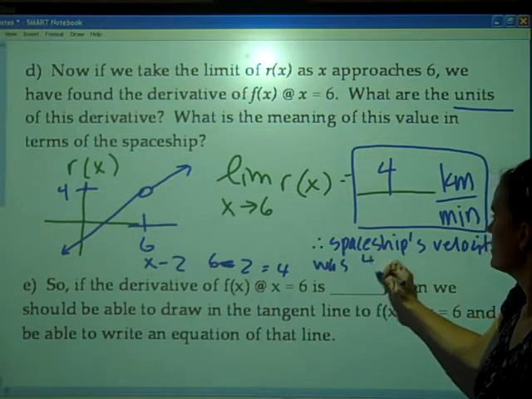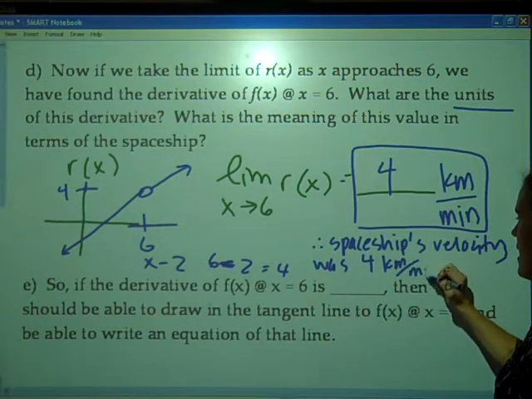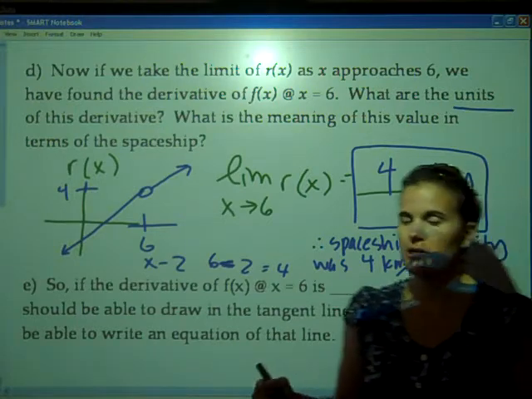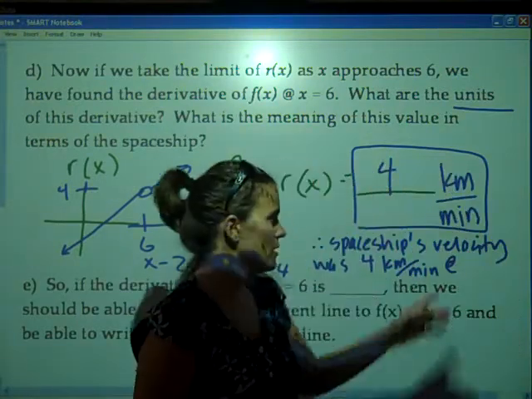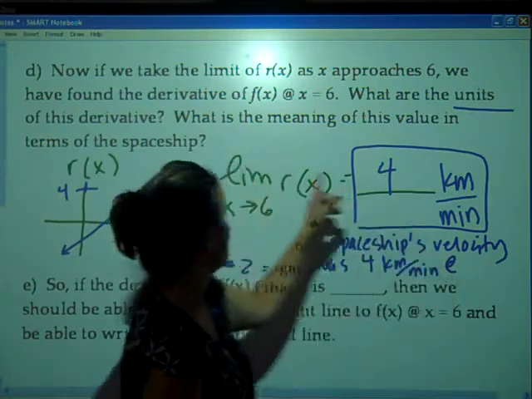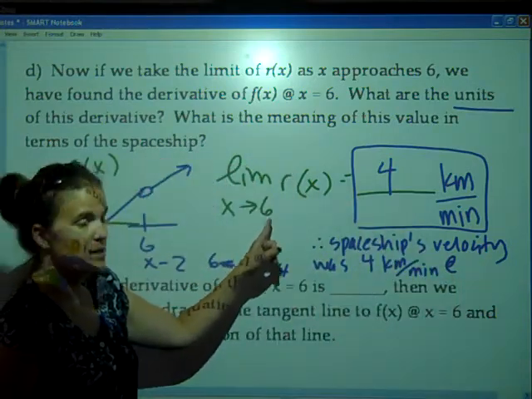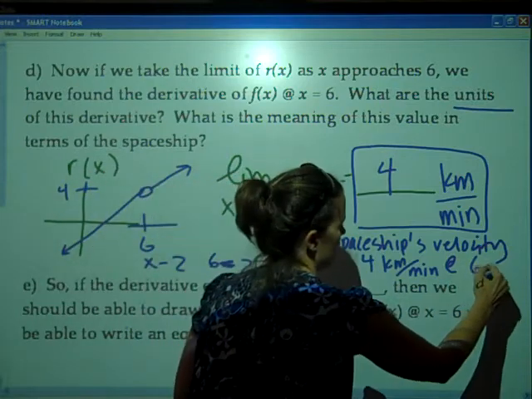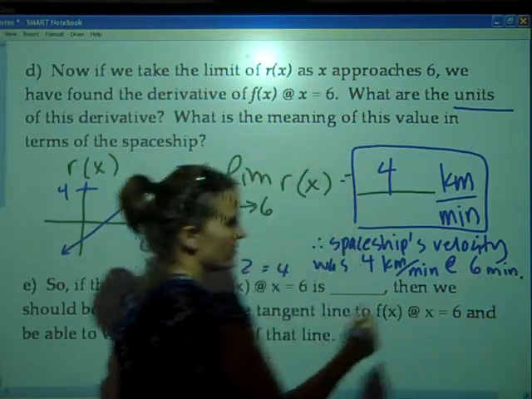was 4 kilometers per minute at, and it's really important here that you get both the units for the velocity and the units for the time. It's traveling this speed at what time? Was 6 minutes. So at 6 minutes after the booster rockets were fired.